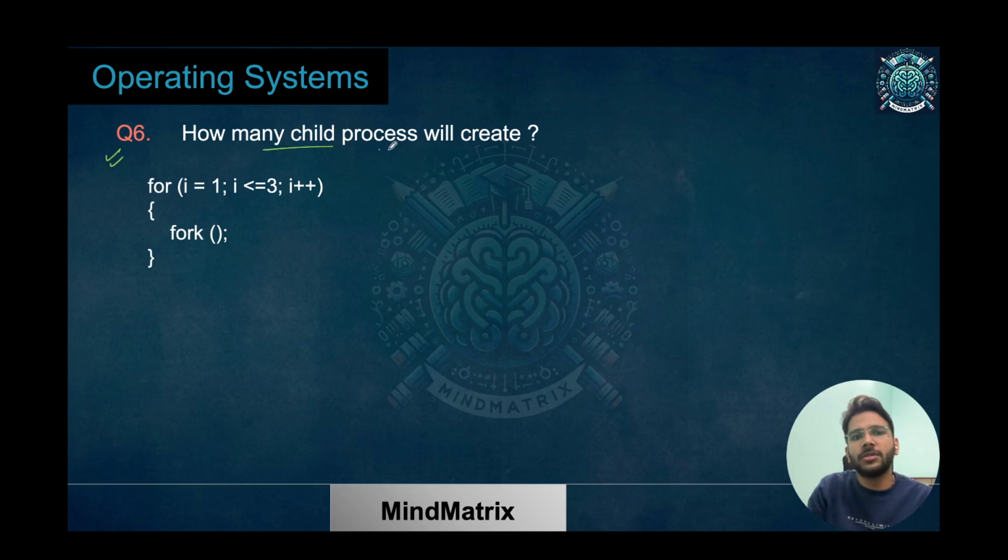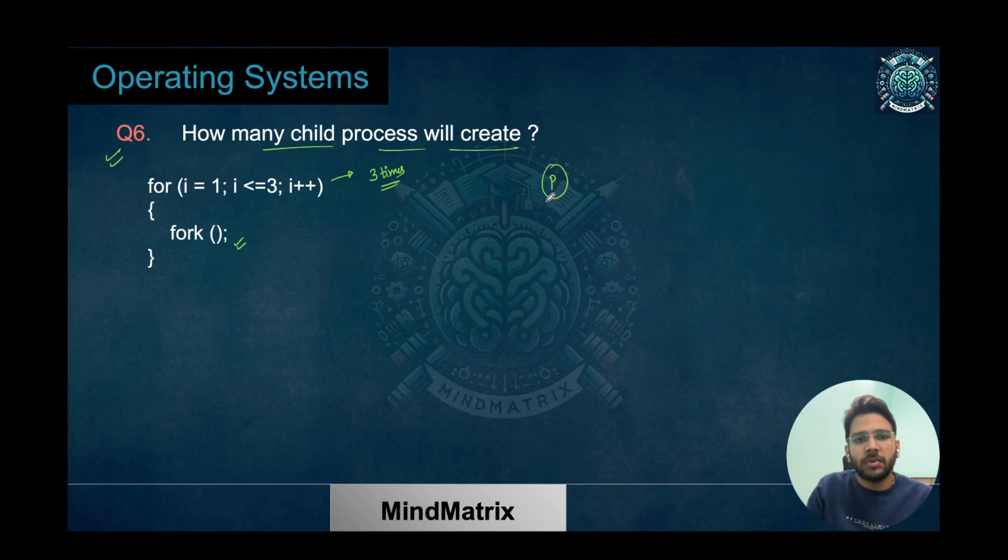How many child processes will be created? So this is the code we have. I is equal to 1, I less than or equal to 3. Now carefully see, this for loop is going to execute how many times? 1, 2, 3. 3 times it is going to execute. And we have one fork statement in this for loop. Clear? So how many child processes will get created? Carefully see this using the tree based approach.